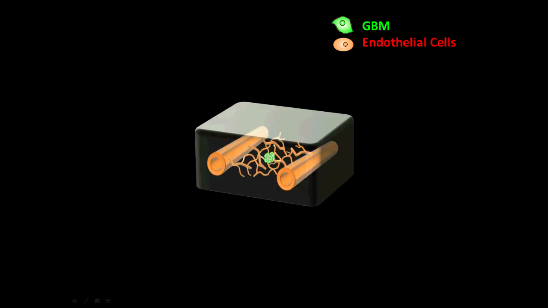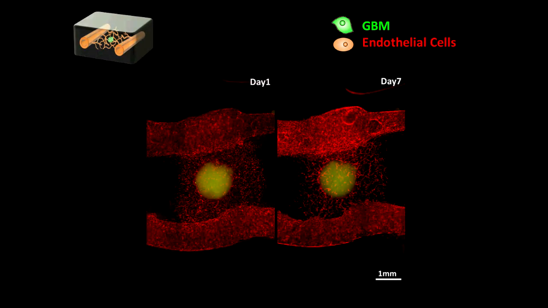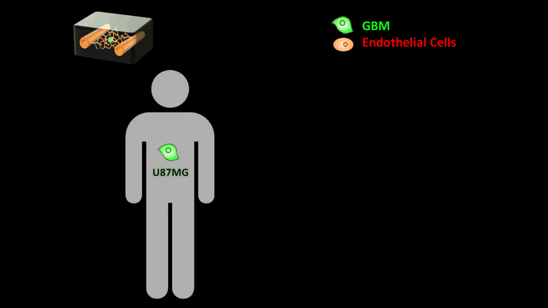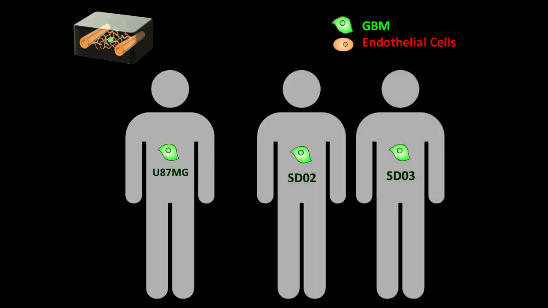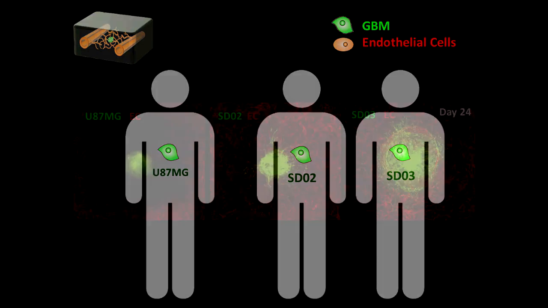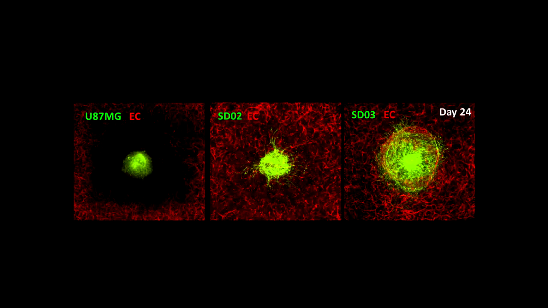The second model with capillary and tumor core was also successfully constructed using 3D bioprinting. In this model, I tested three different types of GBM cells. U87MG is a traditional cell line. SD2 and SD3 cells are collected from two different glioblastoma patients. These three types of tumor cells showed different behavior in the model.